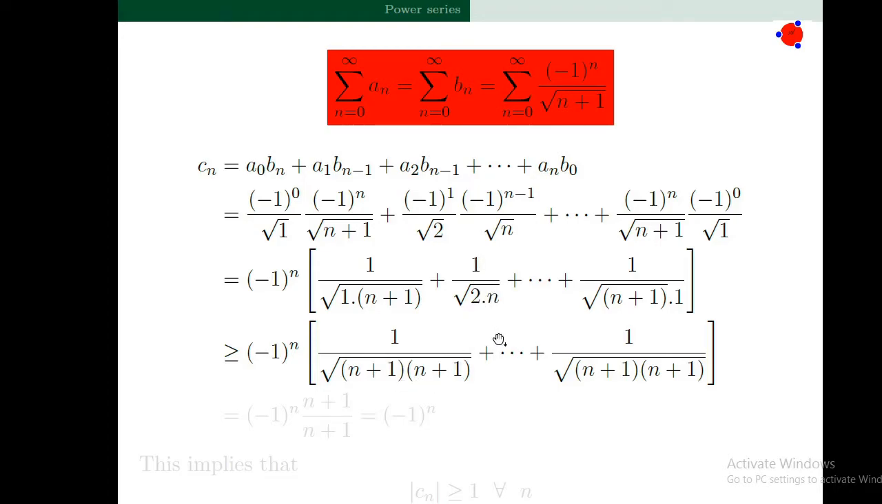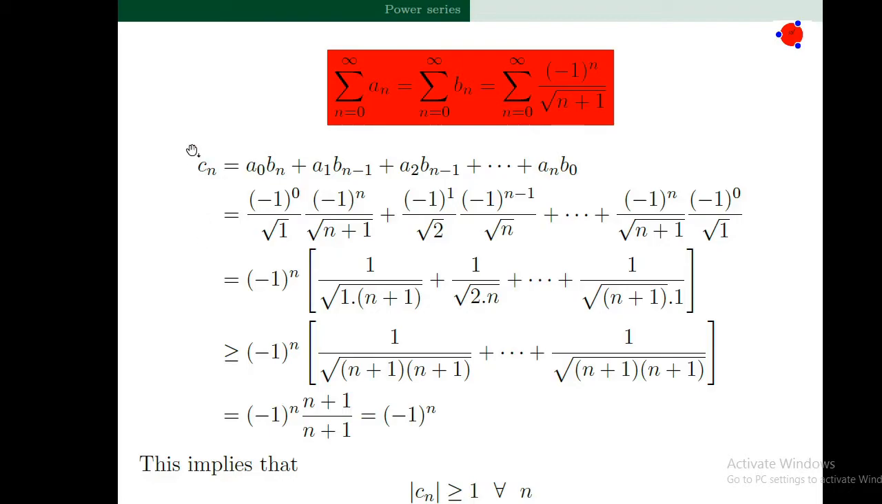The second term is also greater than or equal to 1 divided by (n plus 1) the whole square, and so on. The last term, 1 divided by square root of n plus 1 into 1, is greater than or equal to 1 divided by square root of n plus 1 the whole square. And note that we have n plus 1 terms. So this expression is equal to (minus 1) the whole raised to n into (n plus 1) divided by (n plus 1), that is equal to (minus 1) the whole raised to n.